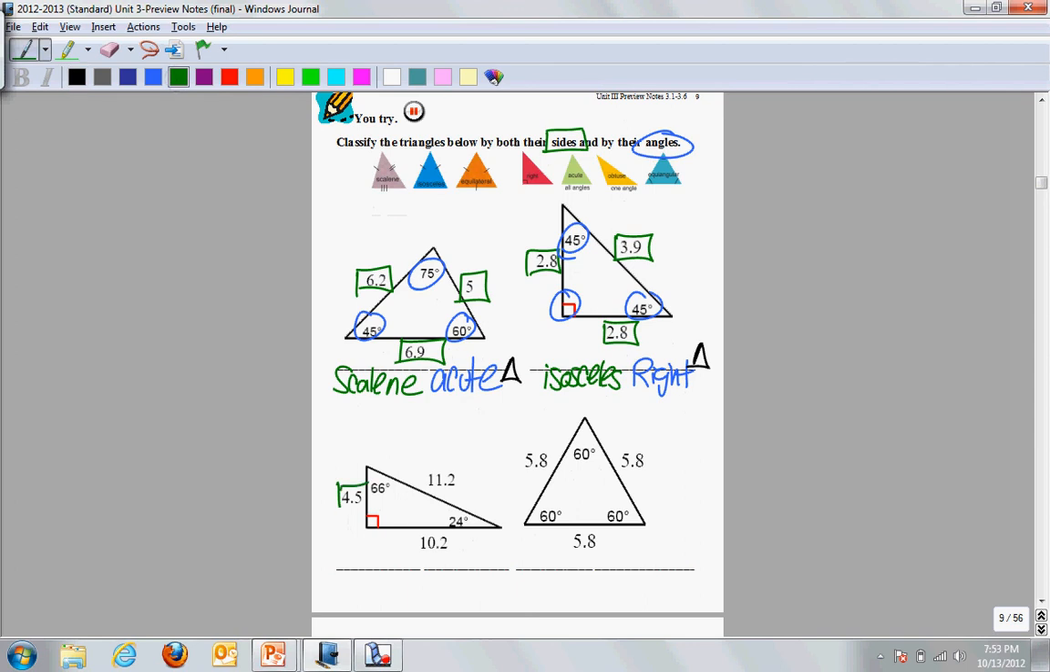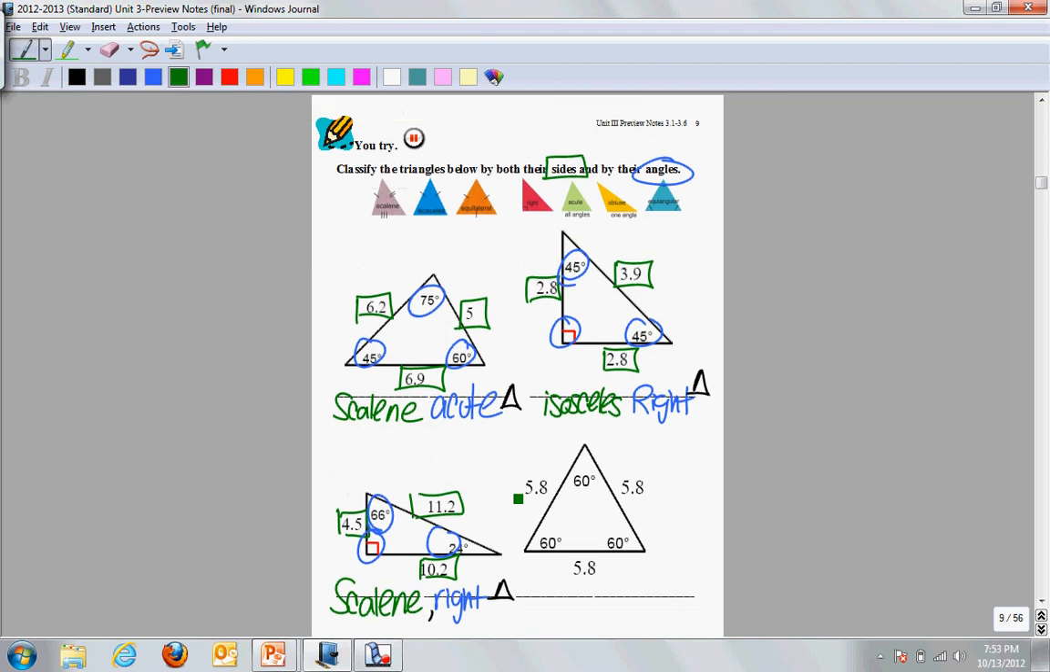This one, by sides, none of the sides are equal, so I'm going to say scalene. Let's take a look at the angles. I have a right angle, so I would call that a scalene right triangle. Here, by sides, all 3 are equal, so I would call it equilateral. Here, by angles, I would call it equiangular. Those are the 7 different kinds of triangle classifications you need to be able to work with.